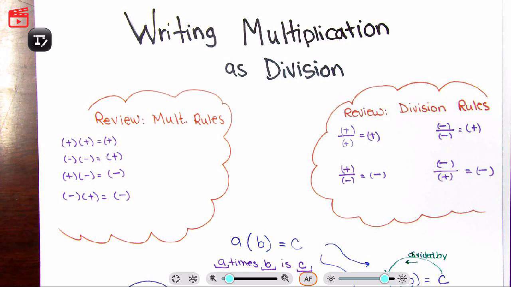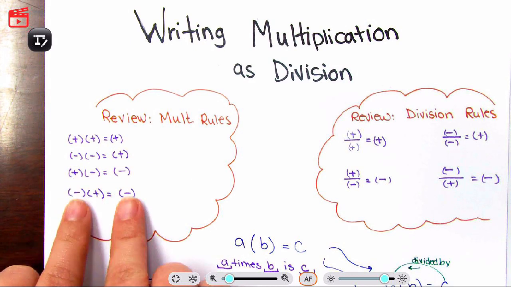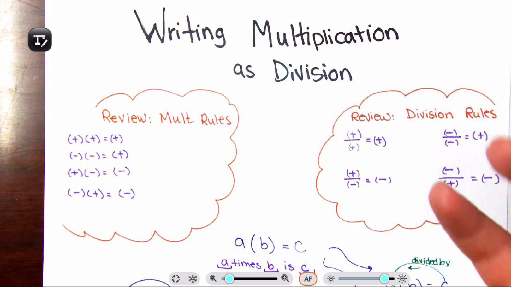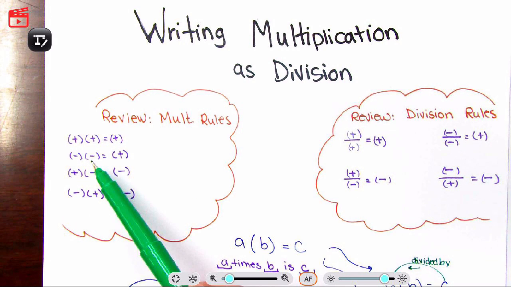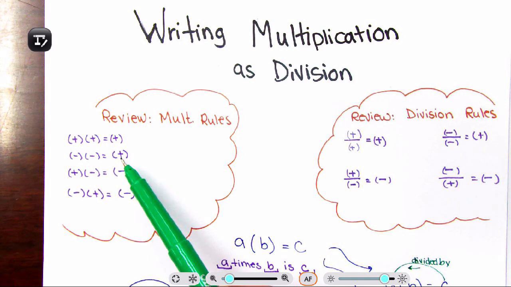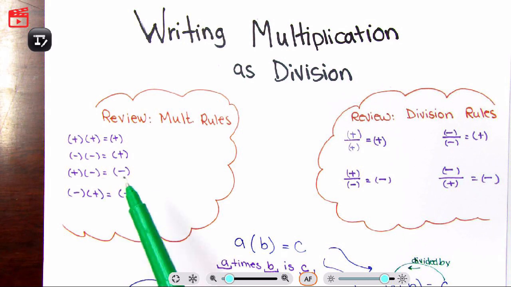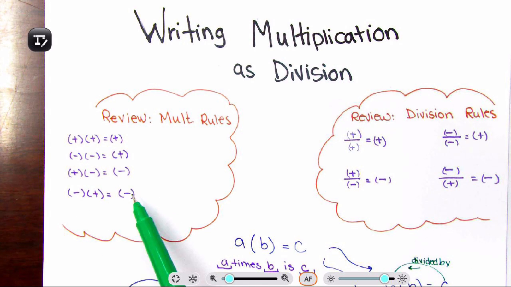All right, let's go ahead and review some things. First thing we need to review are the multiplication rules. If you have the same sign, for example a positive times a positive, your final answer will be a positive. A negative times a negative, your final answer will be a positive. A positive times a negative, your final answer is negative. A negative times a positive, your final answer is negative.